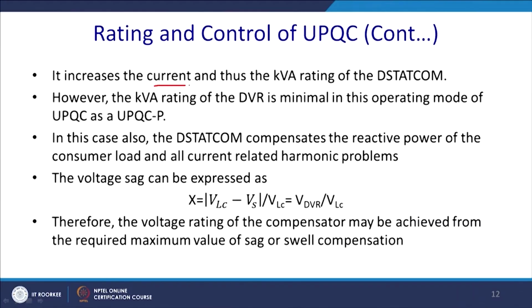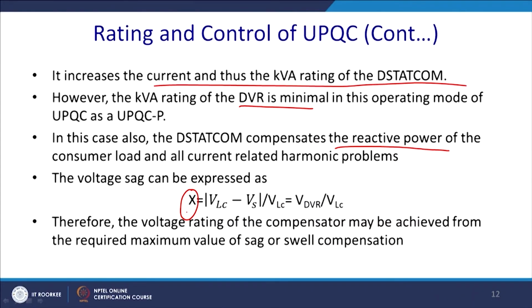What happens then is that it increases the current and thus the KVA rating of the D STATCOM. However, the KVA rating of the DVR is minimal in this operation mode of UPQC P, because it only sees the in-phase component of the voltage. And in this case also the D STATCOM compensates the active and reactive power of the consumer load current and all the current related problems, like harmonics.